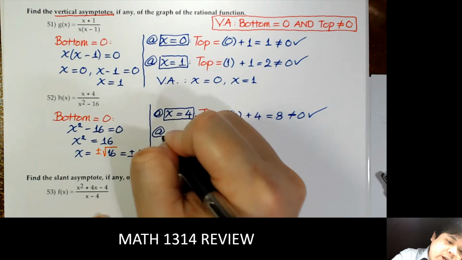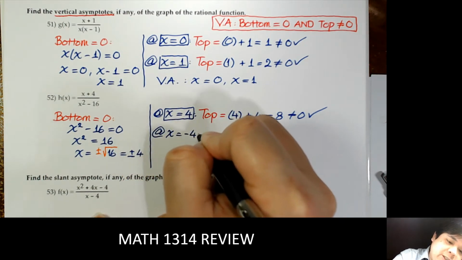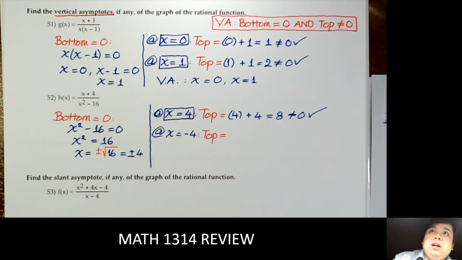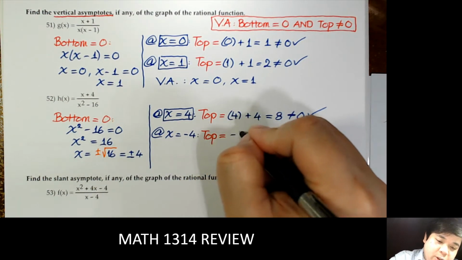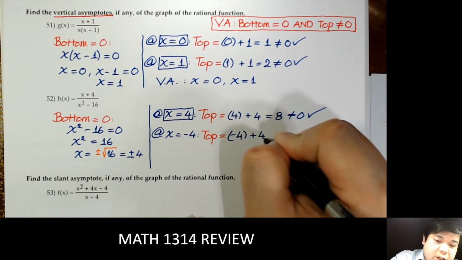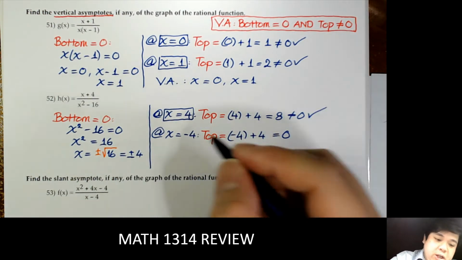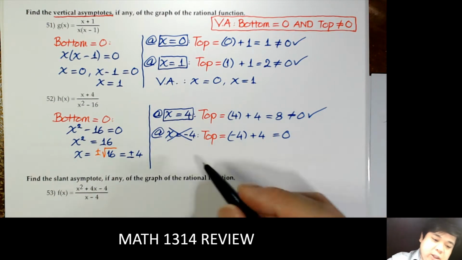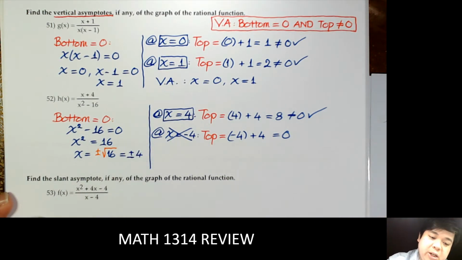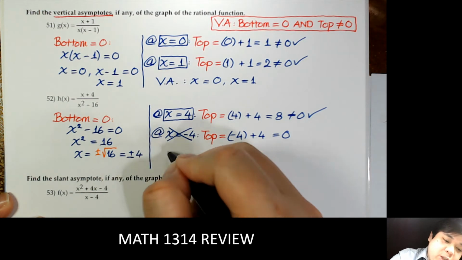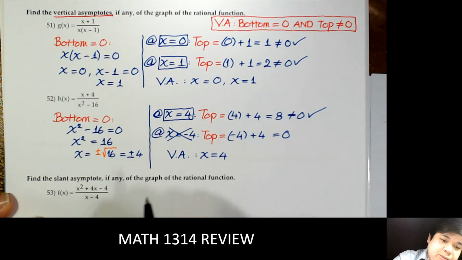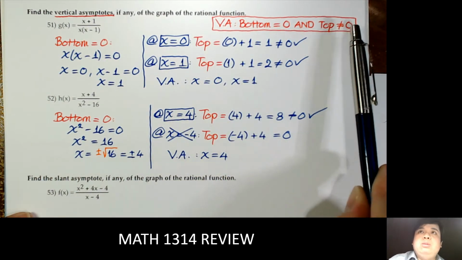And then we check for negative 4. So the top is negative 4 plus 4 equals 0. If it is equal to 0, that is not a vertical asymptote. It's just a hole, meaning the graph will miss 1 point at x equals negative 4. So on this problem, we only have 1 vertical asymptote of x equals 4. Once again, to find a vertical asymptote, that's what we need.